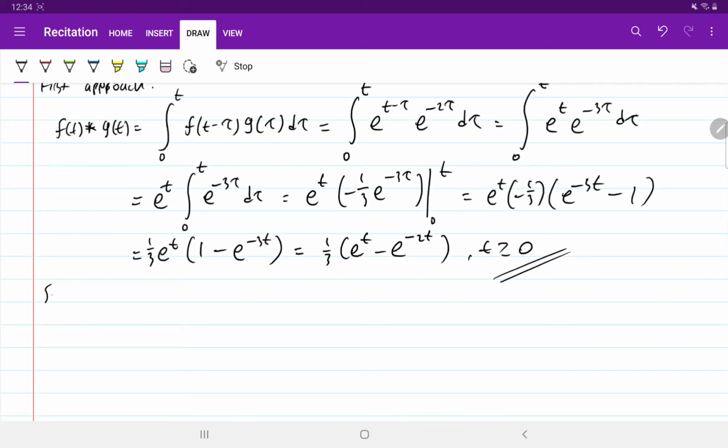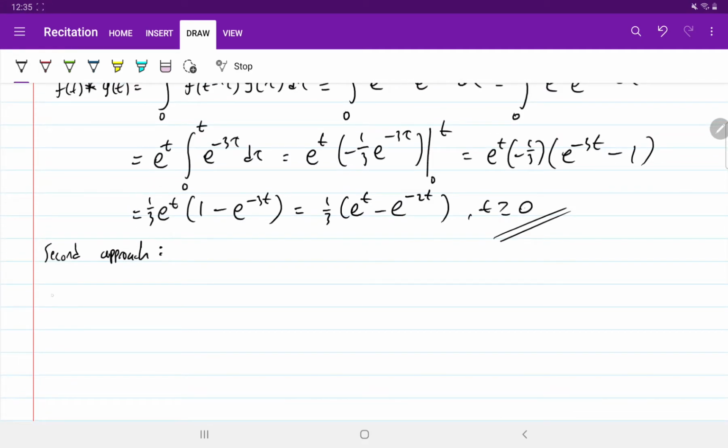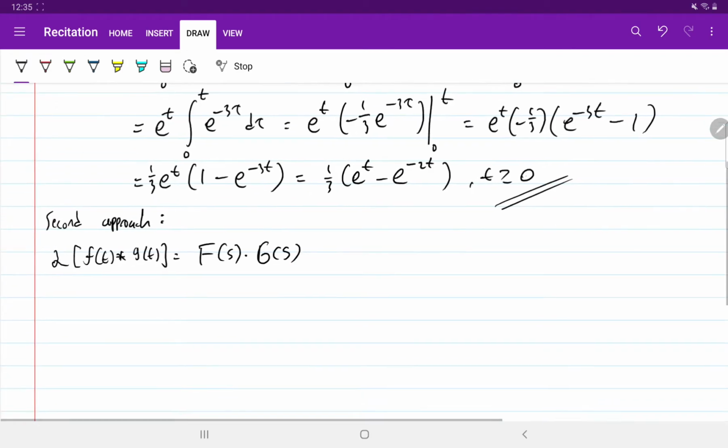Second approach. We can use Laplace transform and Laplace inverse. So we know that the Laplace transform of a convolution is just multiplication. So F(s) multiplied by G(s), right?